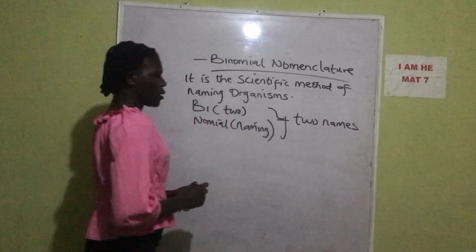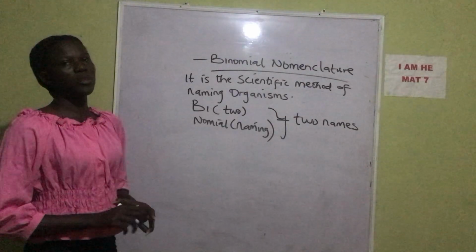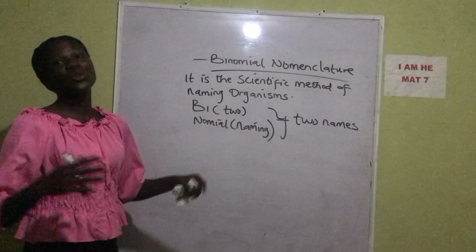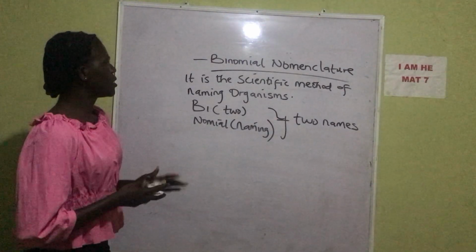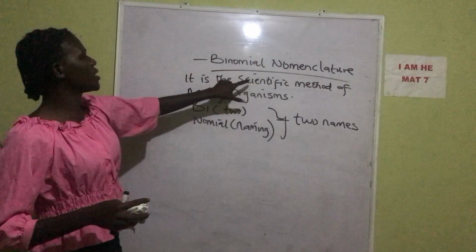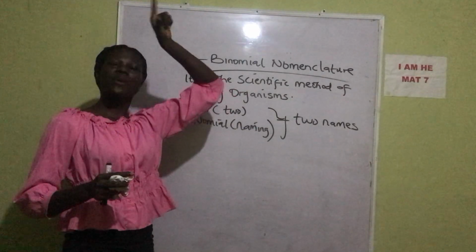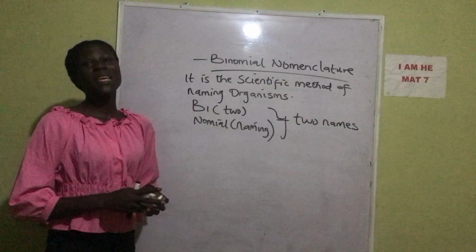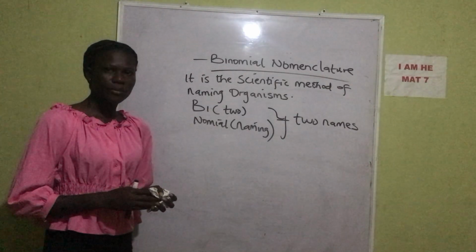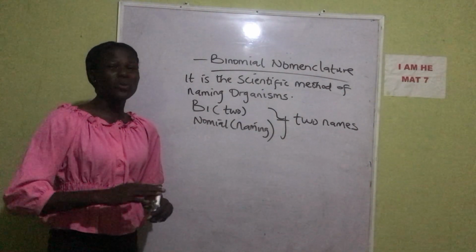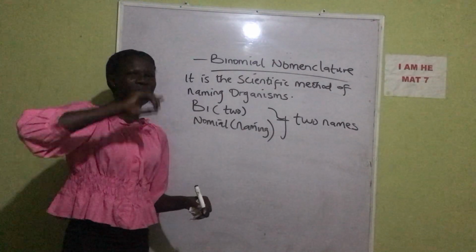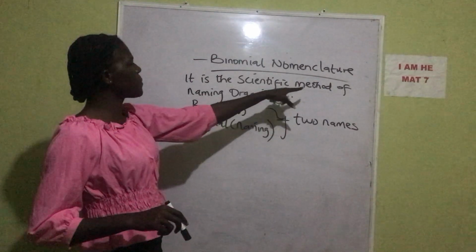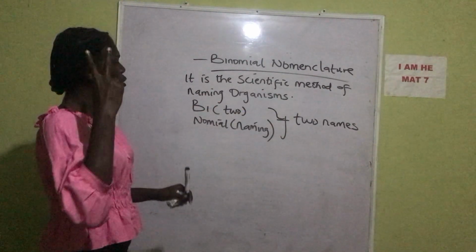Like we have common names of organisms such as goat, dog, cow, elephant, even human beings too. Now, this binomial nomenclature, this scientific name, is a name that is generally accepted. That is why when you're asked what is the scientific name of maize, you can say Zea mays, because it's universally accepted. So binomial nomenclature is the scientific method of naming organisms. That is, two names are involved.